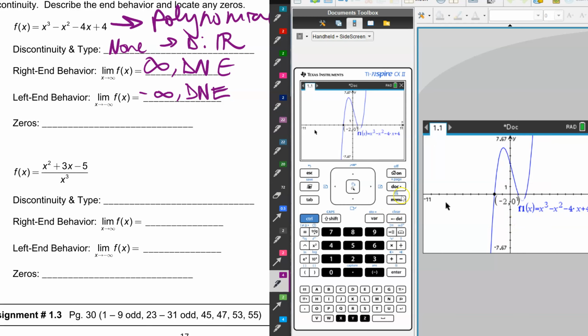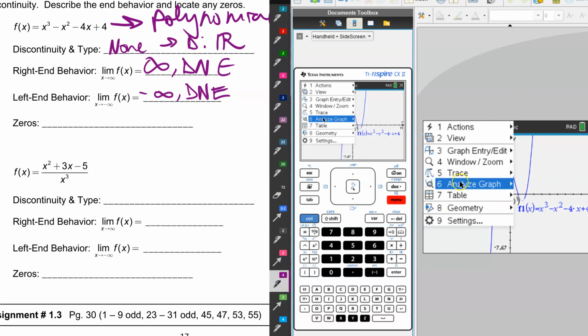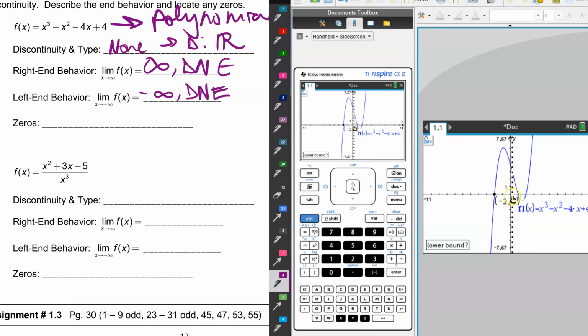I found one of them: menu, analyze graph, zero. And you have to go left of your zero, click, scroll to the right, and it will show you. And how many zeros do we have to get? Three, because we're crossing the x-axis three times. Keep in mind, the word zero means the same thing as solution. The root's the x-intercept. So if you look at your graph and you see how many times it crosses, that's how many zeros you should have.